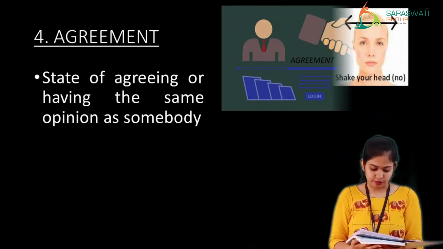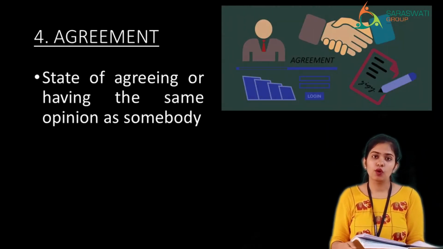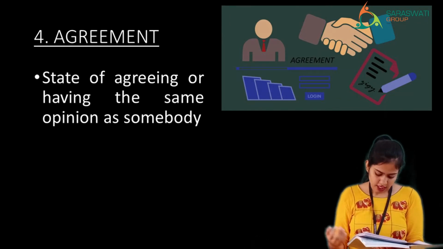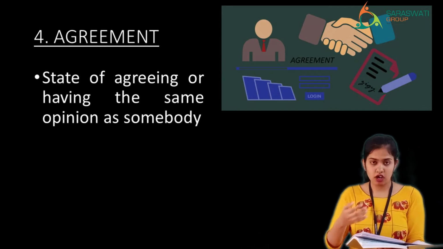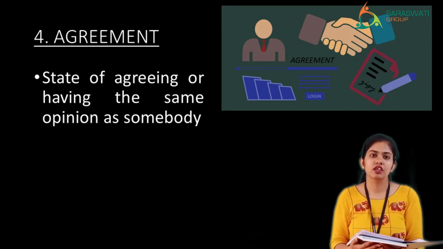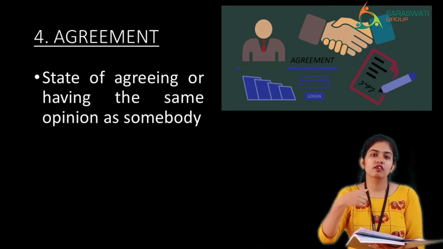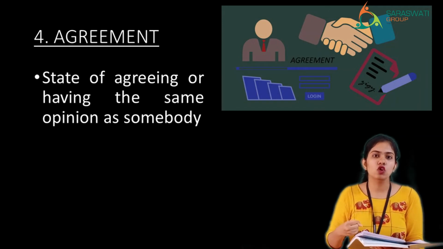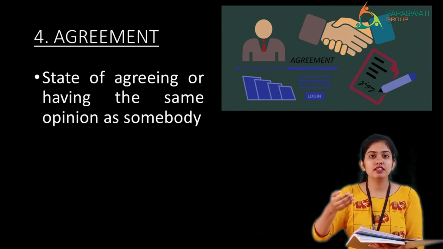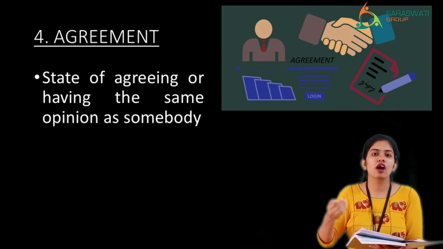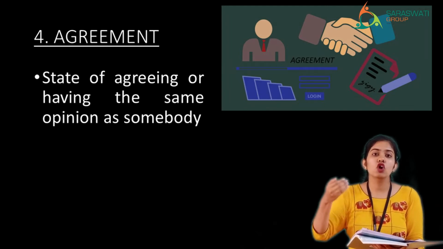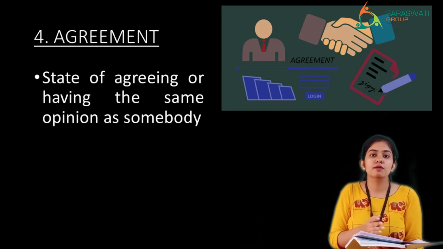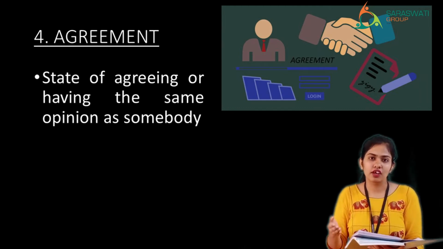Point 4, agreement. What is agreement? State of agreeing or having the same opinion with somebody. So here, if we take the previous example, the parents agree to your decision to go out. So here it says that they agree with your opinion. So here it becomes an agreement, right?